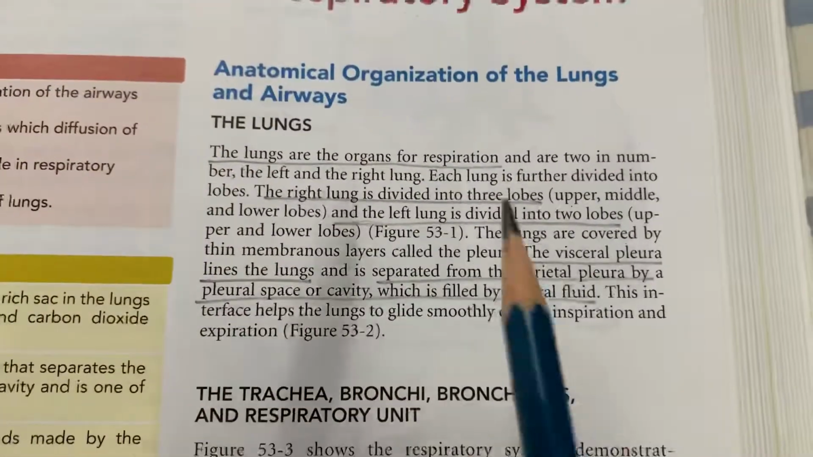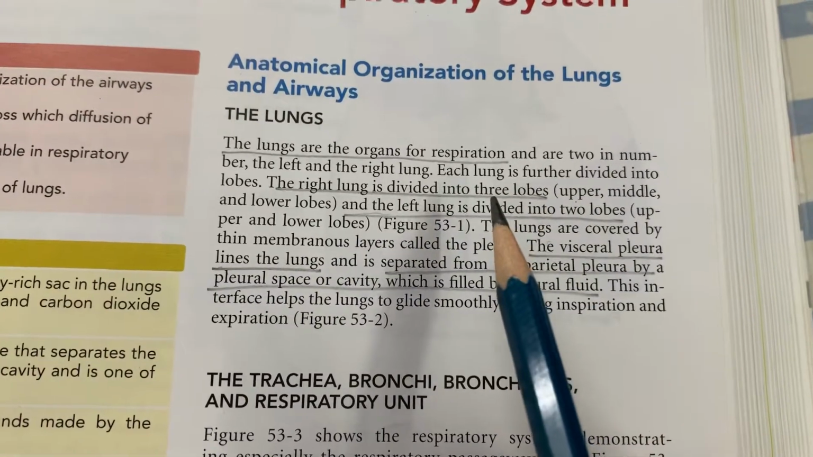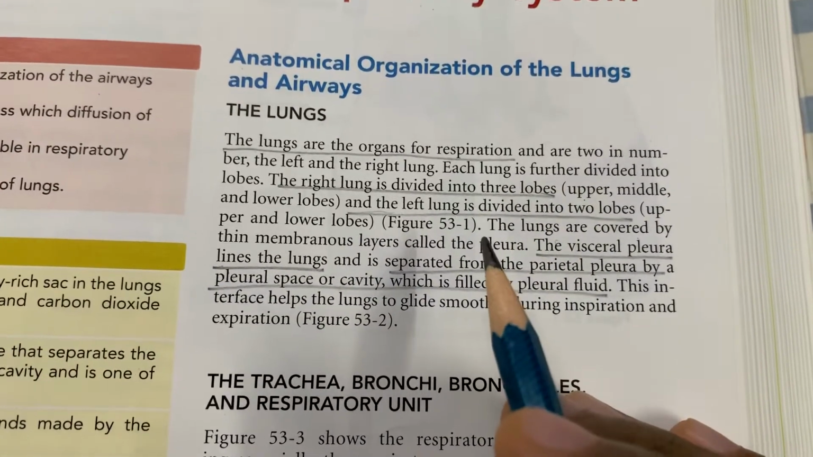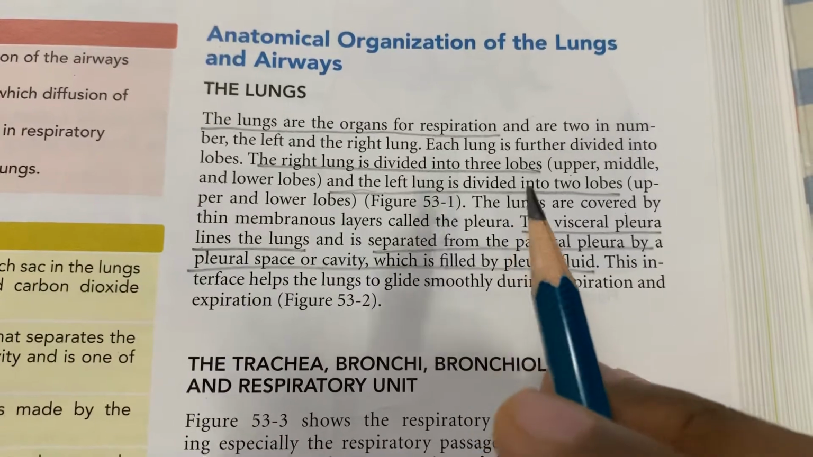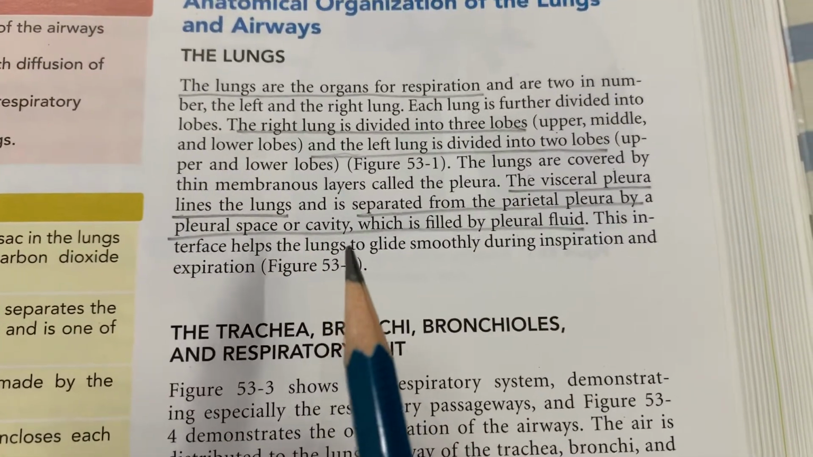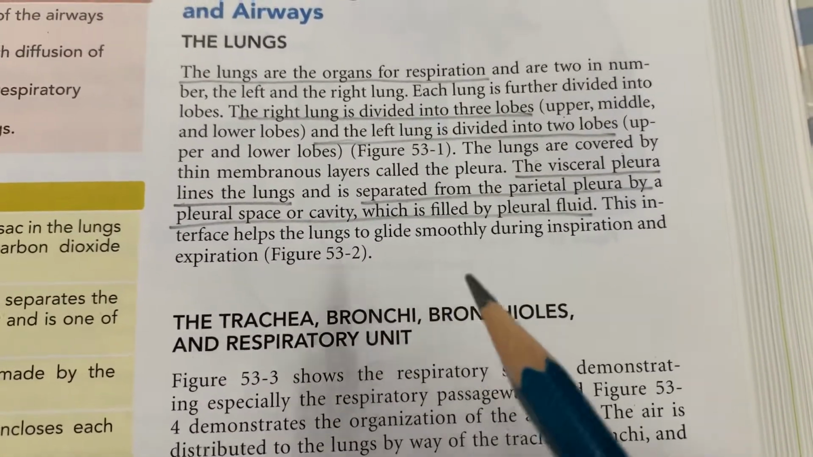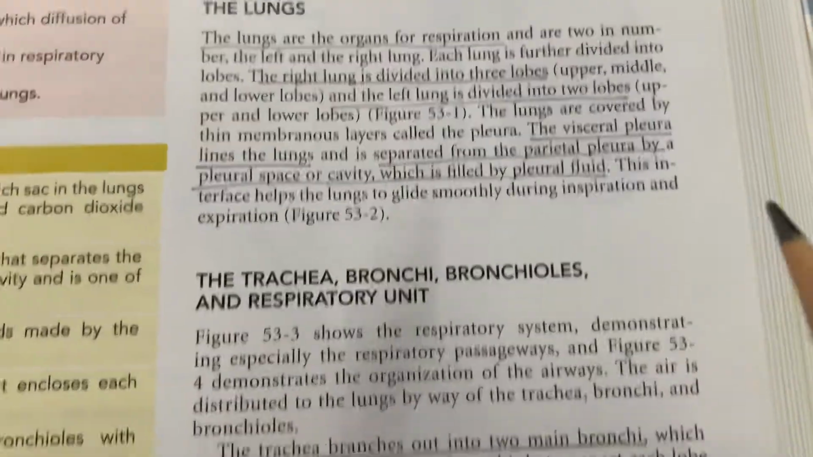The lungs are the organs for respiration. There are two in number. We have one right lung and we have a left lung. There are 3 lobes in the right lung and 2 lobes in the left lung. And then the lungs are lined by the visceral pleura, which is separated from the parietal pleura by a pleural space or cavity, which is filled with pleural fluid.